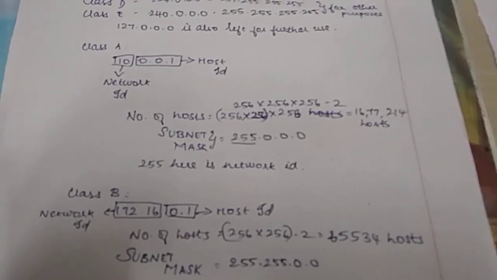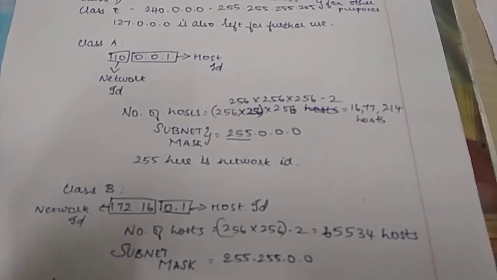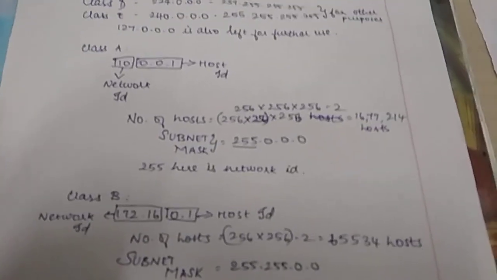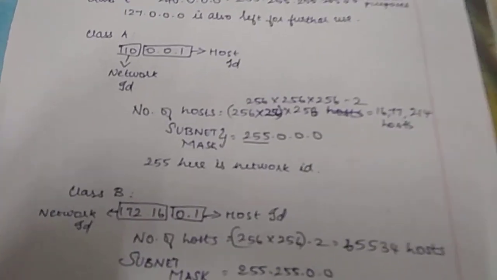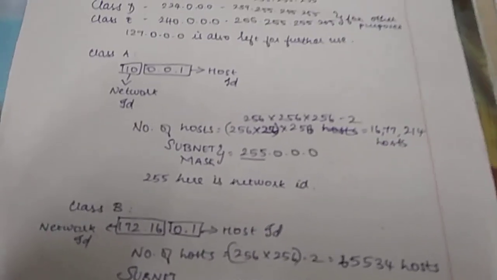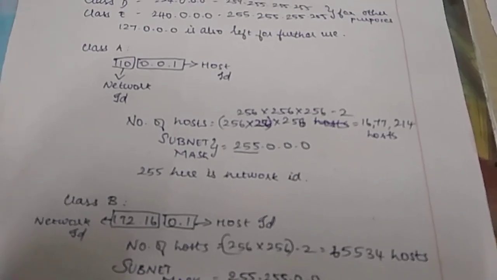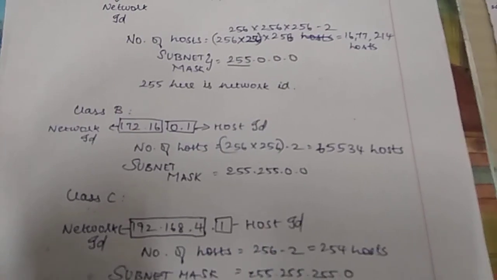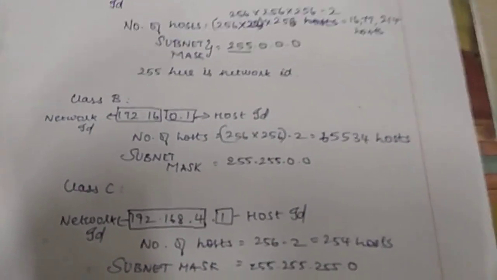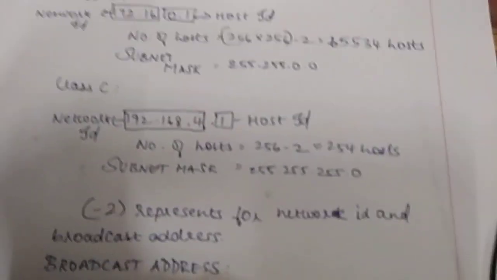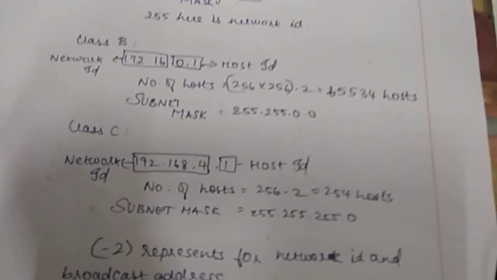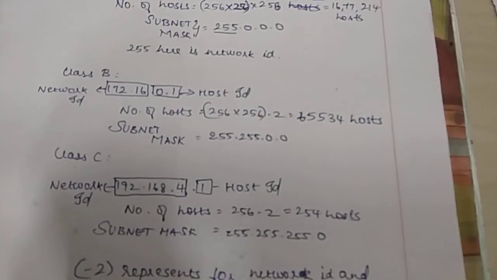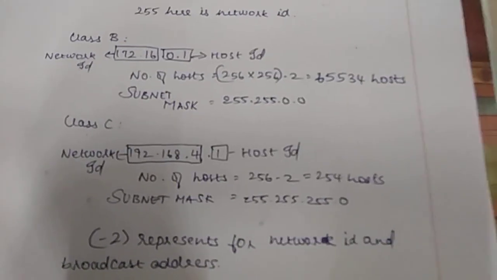We can see that in Class A, the subnet mask is 255.0.0.0. This is because there is only one network ID. So, the network ID is replaced as 255. In Class B, we have two network IDs. So, we put two 255s and 2 zeros. In Class C, we have three network IDs and we put three 255s, and the host ID is only one, so we put only 1 zero.